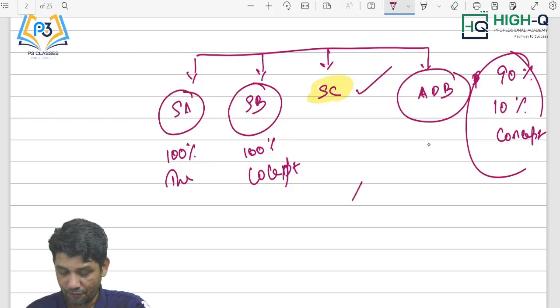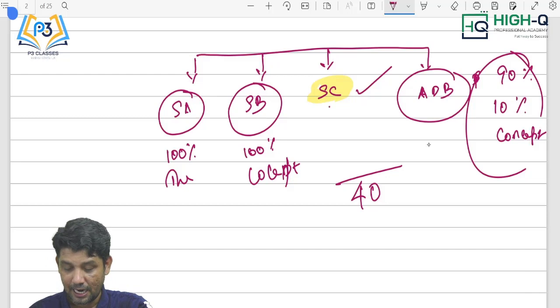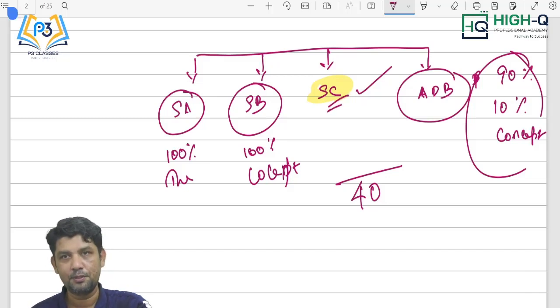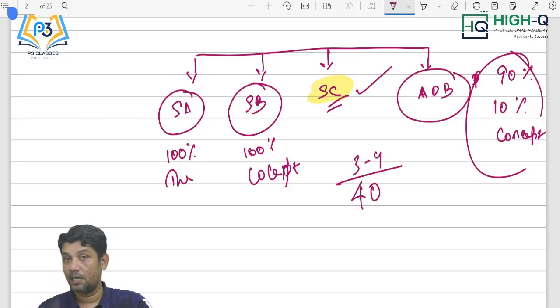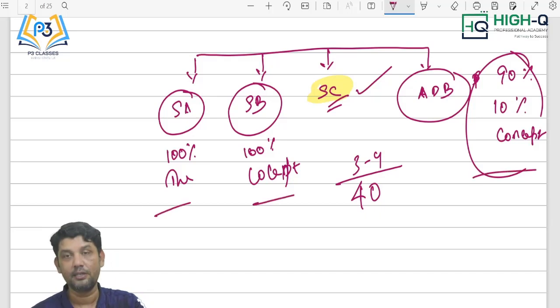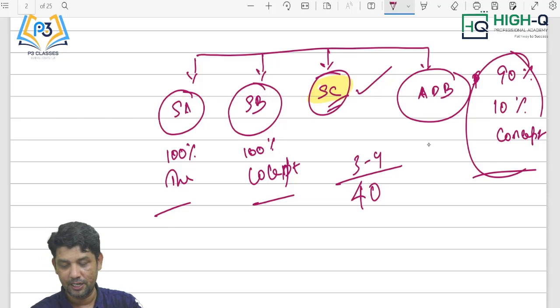Out of 40 marks, I expect set C problems, from all the topics of statistics, 3 to 4 questions. The remaining 36 questions are coming from these 3. Now tell me, where do we need to put your energy? Should I put it in this or the other 3 things? The other 3 things. Okay, I am not here to impress you.